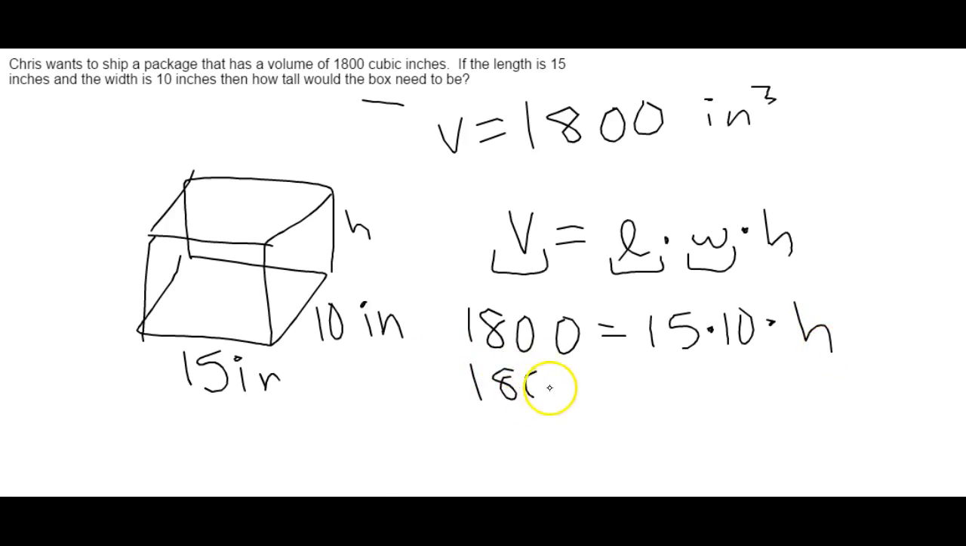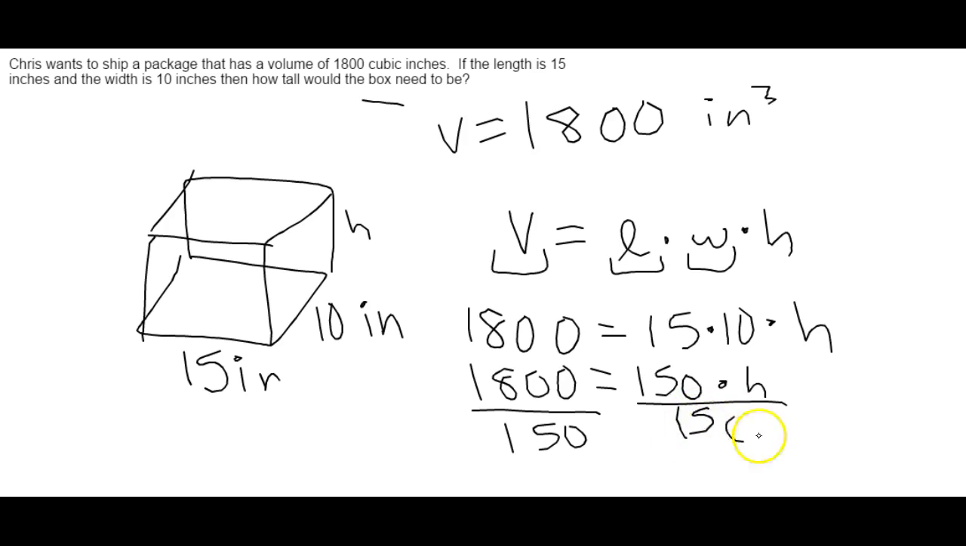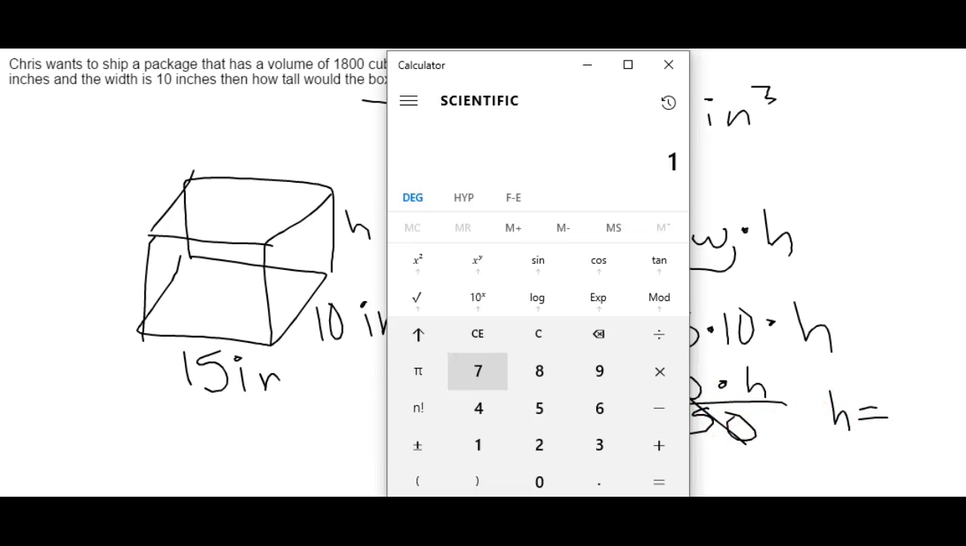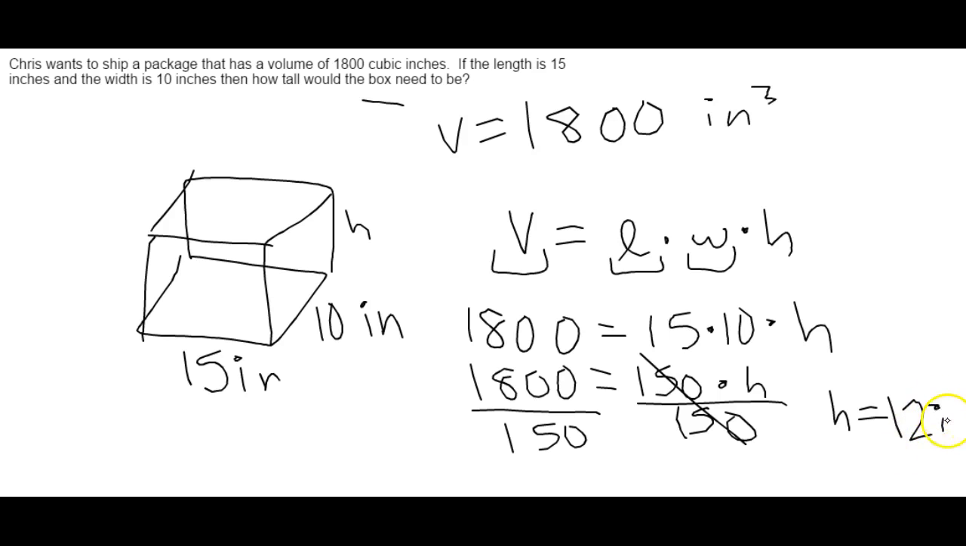So we have 1,800, and we can simplify a little bit. 15 times 10 is 150, times the height. Then we can do the opposite of multiplication. If this is 150 times h, we divide by 150 to find the height. So 1,800 divided by 150 is 12 inches.